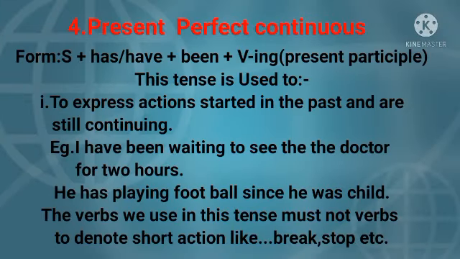The fourth type of tense is present perfect continuous tense. It has a form subject plus has or have plus been plus verb ing or present participle. This tense is used to express actions started in the past but are still continuing. This is the type of tense we use to express an action that started in the past but is still continuing, in progress.